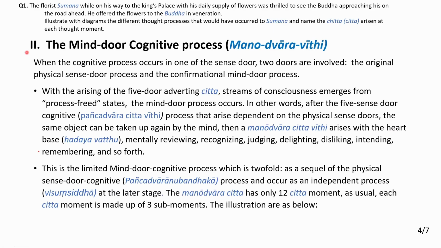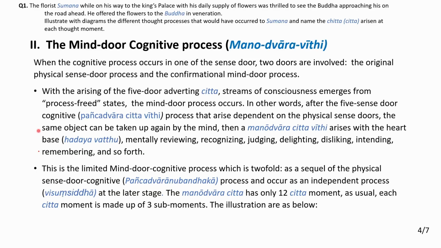And the second thought process will be the mind door cognitive process, manodvara vithi. When the cognitive process occurs in one of the sense doors, 2 doors are involved, the original physical sense door process and the consequential mind door process. When the arising of the 5 sense door cittas ends, streams of consciousness emerge from the process-free state, and the mind door process occurs. In other words, after the 5 sense door cognitive process arises, dependent on the physical sense door, the same object can be taken up again by the mind.